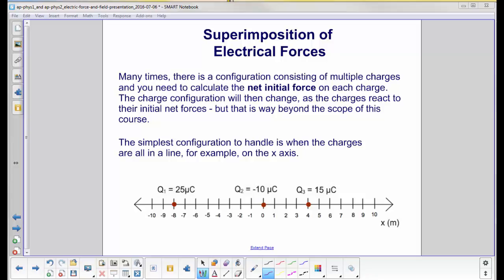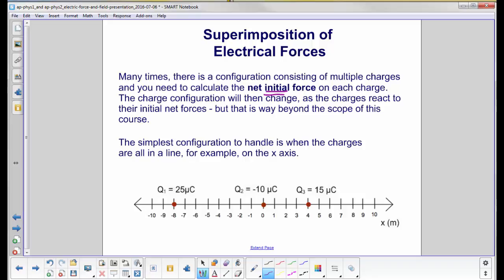Many times you'll have a configuration consisting of multiple charges and you need to calculate the net initial force on each charge. Now the reason why I said net initial force is once a charge exerts a force on another, it's going to move. And you're not going to have a static setup. So we just want to know initially what happens. Which way is the initial force on the objects, and then after that it gets very complicated and we're not going to work that.